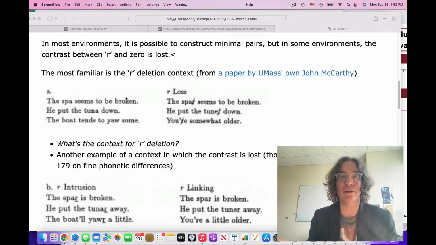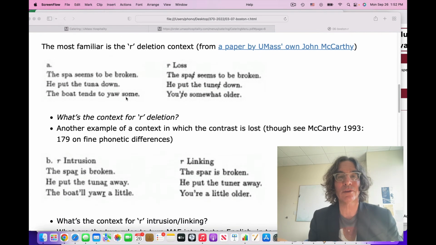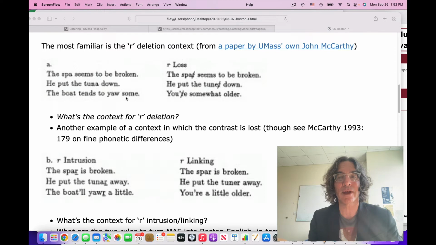He put the tuna down would be pronounced in the same way as he put the tuner down would be, he put the tuna down. The boat seems to yaw someone older. So all of these are R deletion. So what's the context for R deletion? Where do we find R deletion? Think about that for a second. And you might have noticed that in all of these examples, the R is before a word that starts with a consonant, right? It can also happen phrase finally.